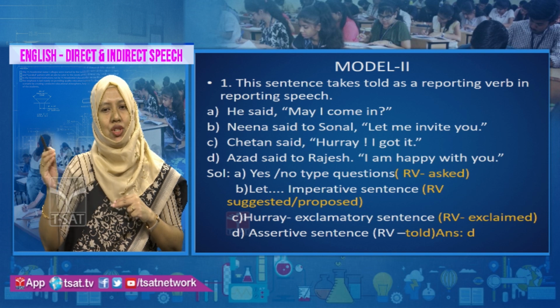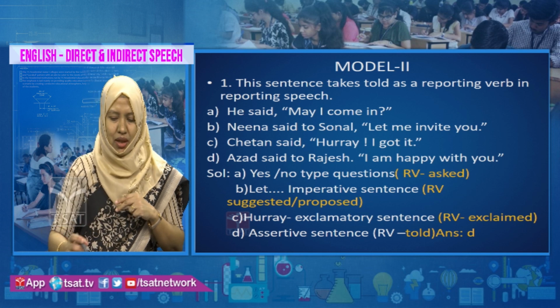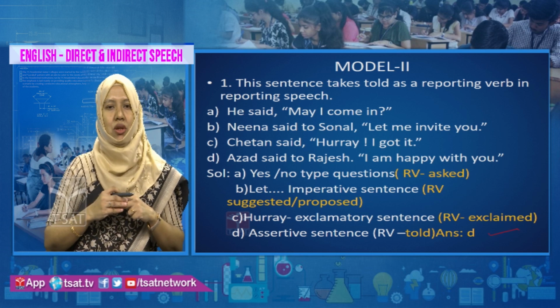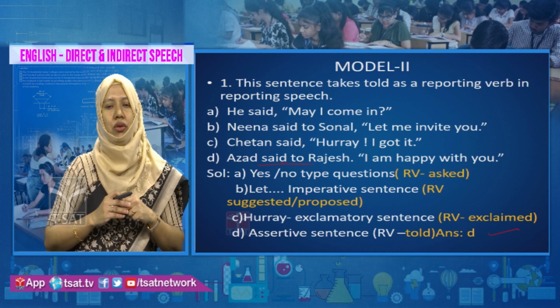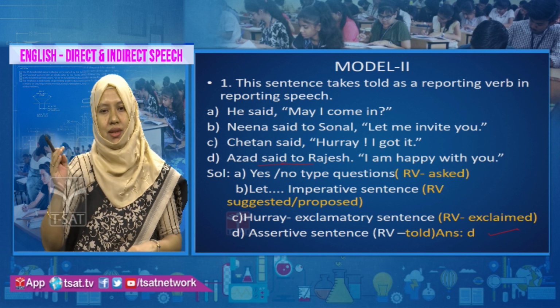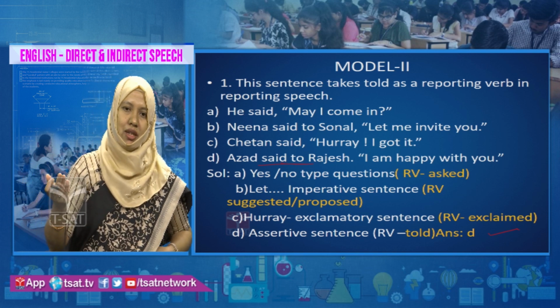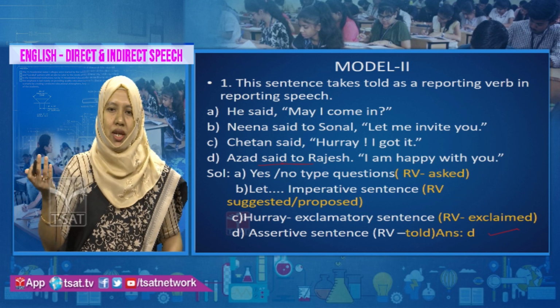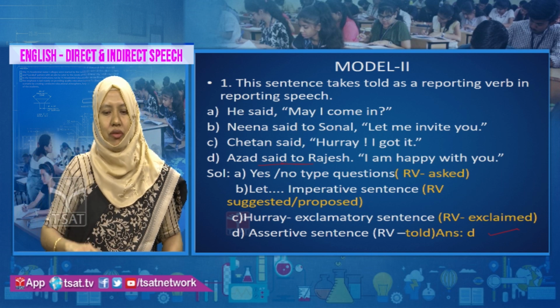Azad said to Rajesh, I am happy with you. Azad told Rajesh that he was happy with him. Option D is the correct option. So this sentence takes told as the reporting verb. Look at the sentences, whether it is assertive, imperative, exclamatory, or interrogative. Depending on the sentence, you have to change the reporting verb. Assertive sentences take told as the reporting verb.